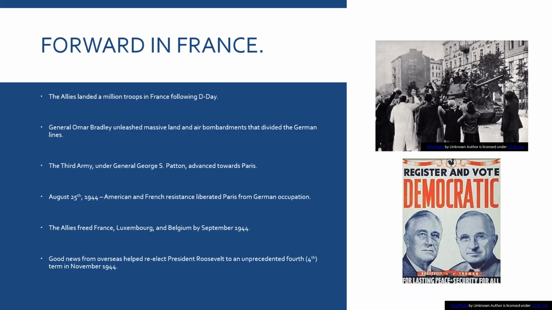So moving forward in France, the Allies landed 1 million troops in France following D-Day. Now General Omar Bradley is going to unleash a massive land and air bombardment that's going to divide the German lines. After that, the Third Army under General George S. Patton is going to advance towards Paris. And on August 25th, 1944, American and French resistance fighters are going to liberate Paris from German occupation.